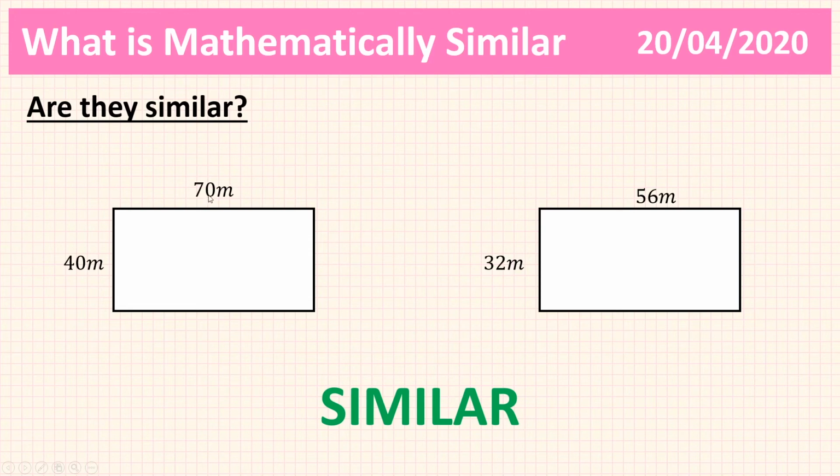So, for example, this number is 7 times 10, and this number is 8 times 10. This number is 10 times 4, and this number is 8 times 4. So you can see that the scale factor is similar. It's 4/5 the scale factor is. That's what the scale factor is.